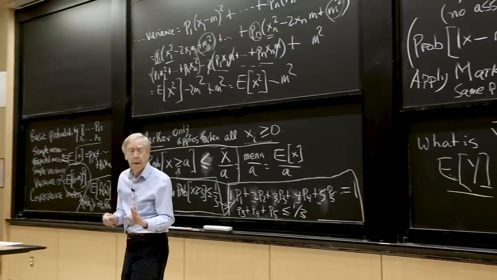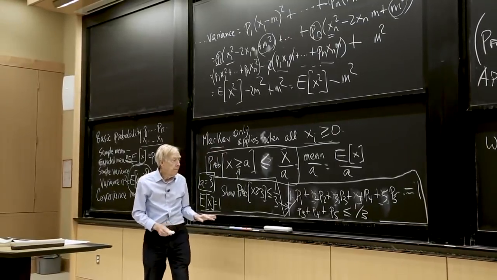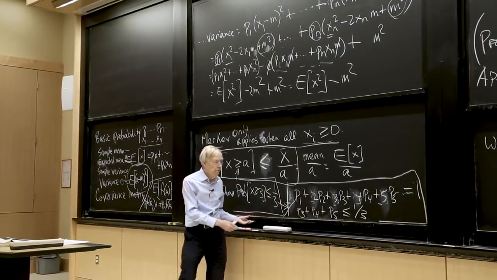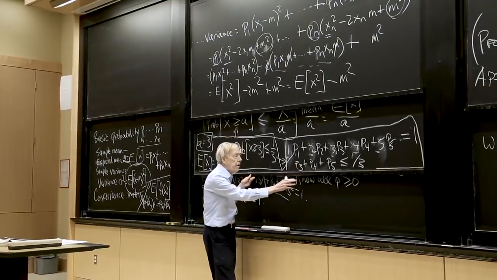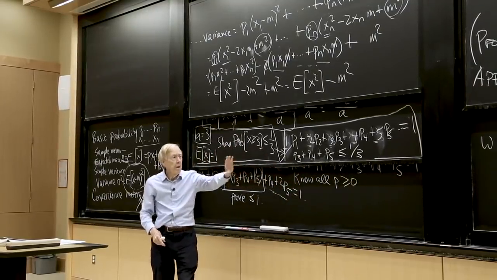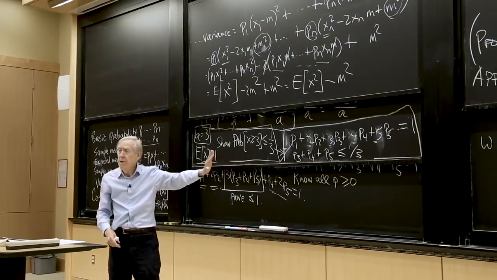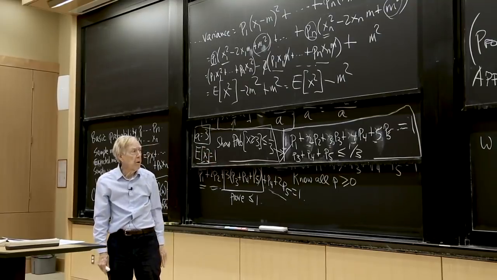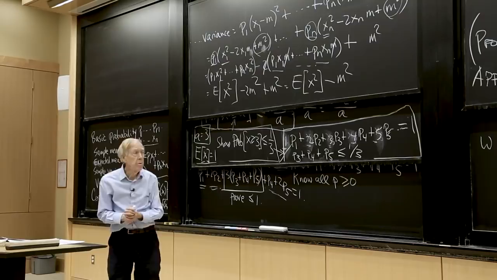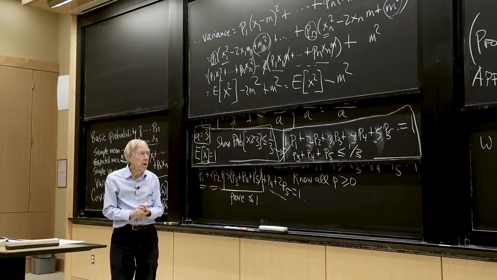So again, here is a very simple proof for Markov, and then everybody agrees that Chebyshev follows right away from Markov. Okay, so those are two basic inequalities.